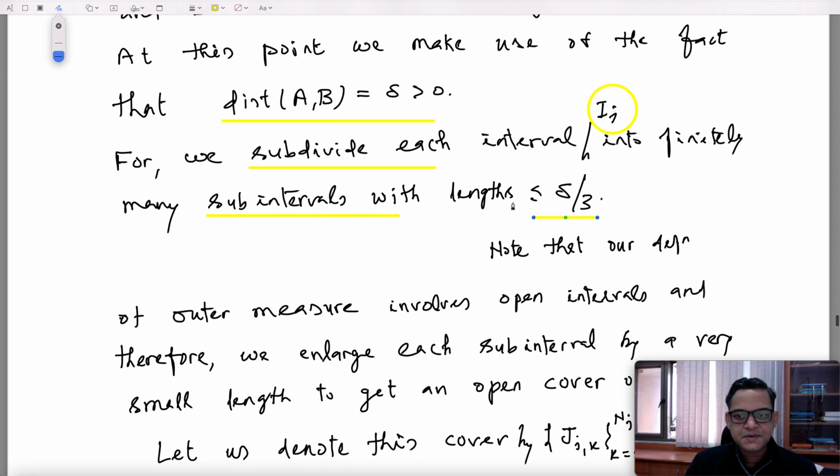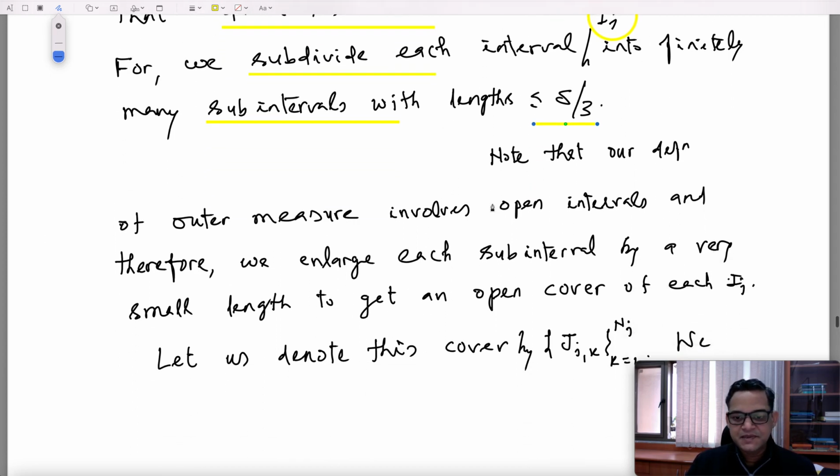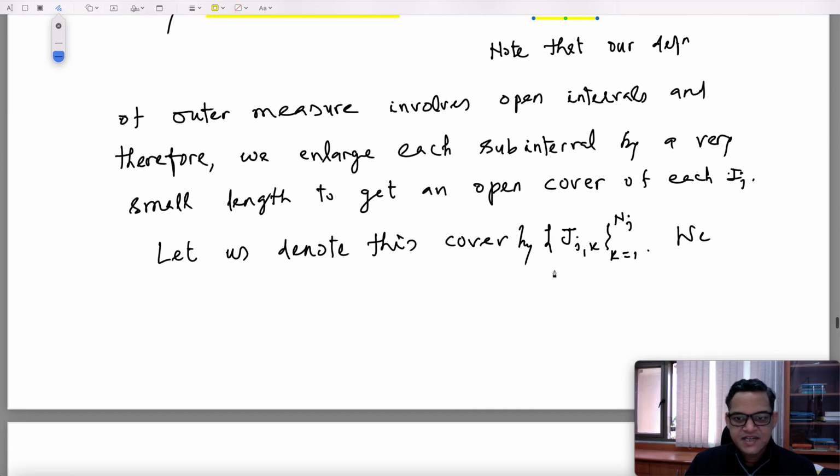This process you can do with every interval Ij for j equal to 1 to capital N, a finite cover. So for each Ij we will get these subintervals, which I am naming I_{j,k}, and this k will vary from 1 to some number nj. This is going to be a cover of Ij, and j is again varying over a finite set.